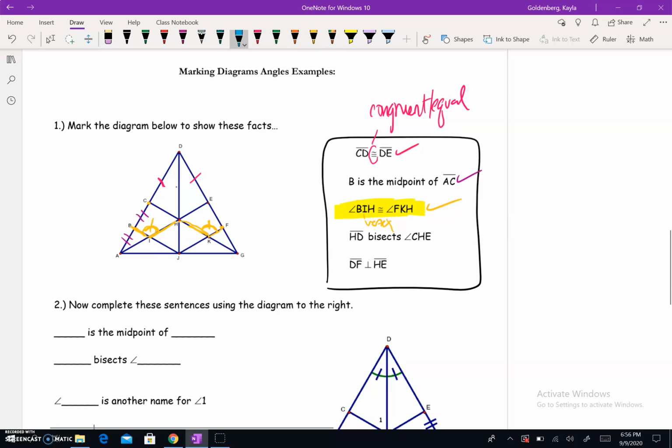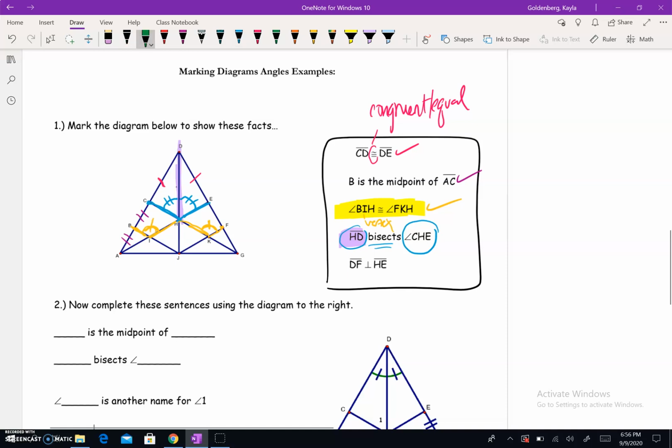The next fact is that segment HD is bisecting or cutting in half angle CHE. For these, I find it's helpful to start at angle CHE. So here's angle CHE. So this whole big angle has been cut in half by this line segment. So here's the line segment. It's slicing it right down the middle. So I'm going to mark that this side and this side have the same measure, and I'm going to use 2 tick marks there to say that each of those angles are equal.